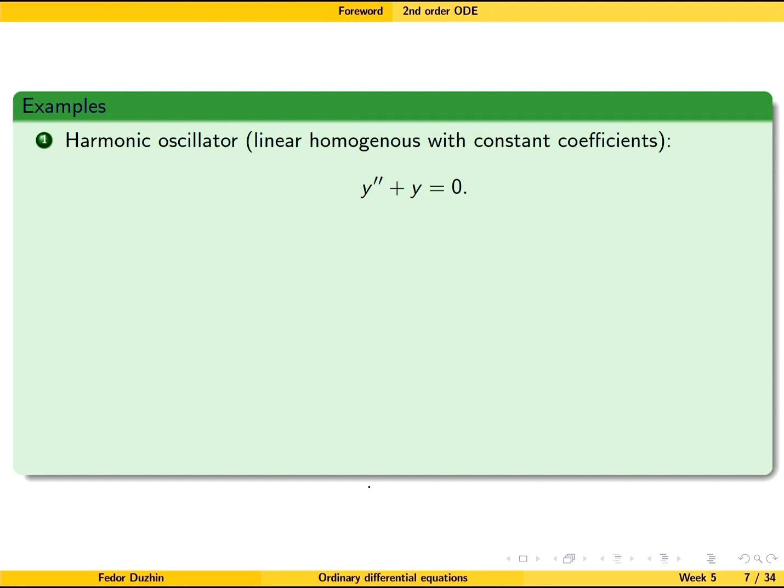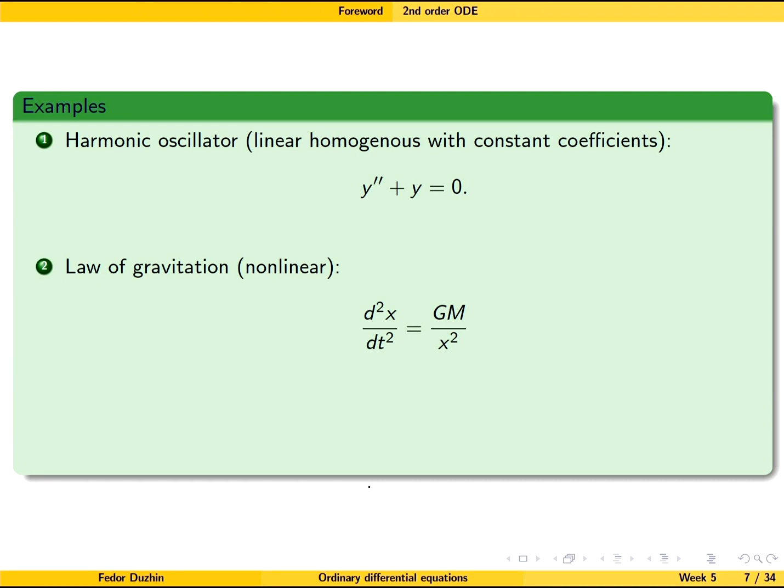Here are a few examples. This is a linear homogeneous equation with constant coefficients. It's called a harmonic oscillator. This is Newton's law of universal gravitation. This is also a second order differential equation, but notice that it is non-linear.